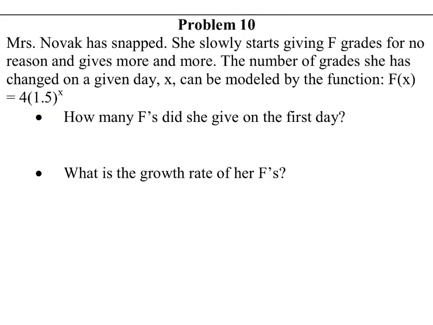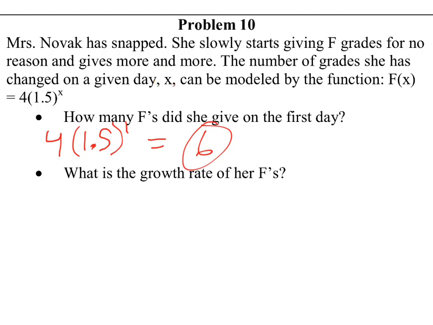Moving on to problem 10, we have Miss Novak here, starting giving Fs at an alarming rate here. How many Fs did you give on the first day? Well, the initial value is going to be right there. So you have that be your initial value. You could also argue that day 1 would be what goes in for the x there. So you have 4 times 1.5 to the 1st power. And when you do that, 4 times 1.5 is going to be 6. So that would be how much she gave on the first day, day 1.